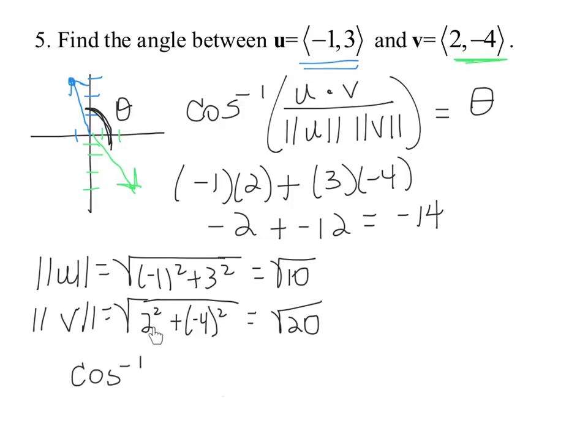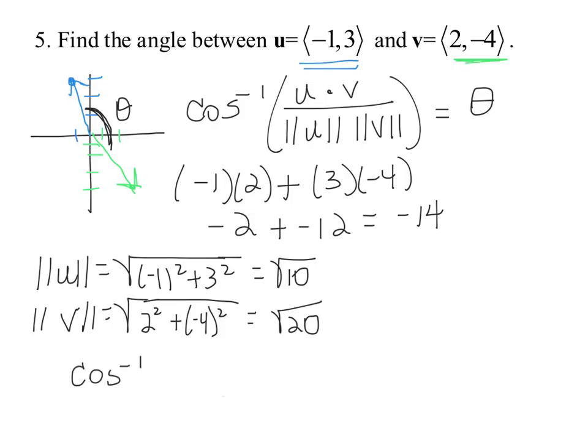Don't make this mistake, please. Check and make sure that you have the right numbers for your vector. This is my vector v. To find the magnitude of vector v, I need 2 squared plus -4 squared in parentheses. So this actually gives me square root of 20, not square root of 25. Okay, sorry about that mistake.